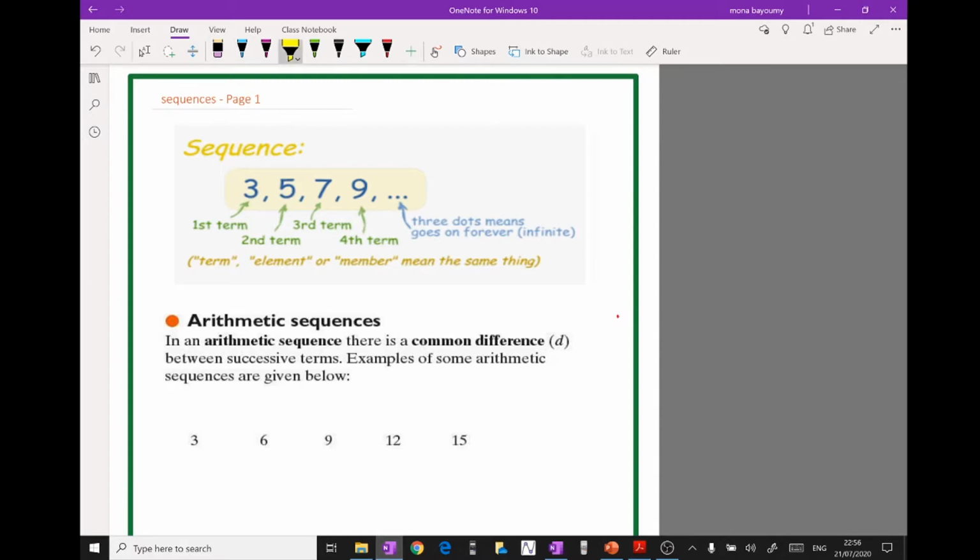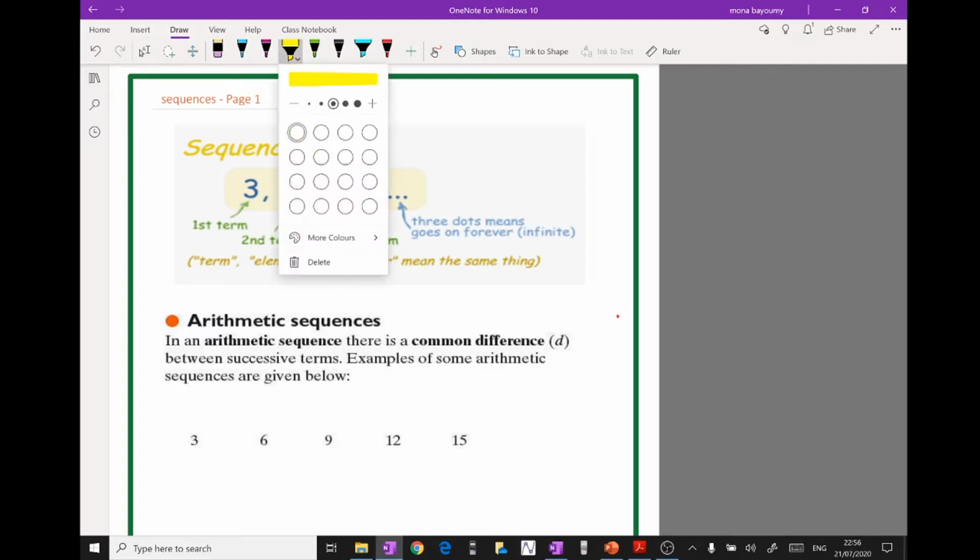In this example we will know what is the meaning of sequence. The sequence is a collection of terms which are arranged in a specific order. These terms could be numbers, letters, or objects. For any two terms which come next to each other, they are called consecutive terms or successive terms.